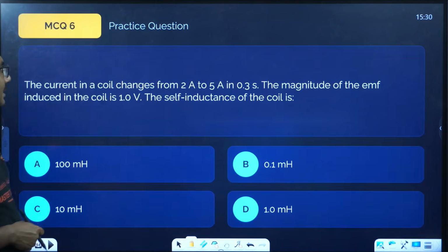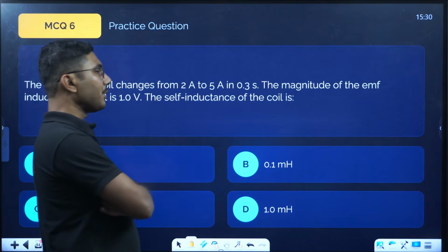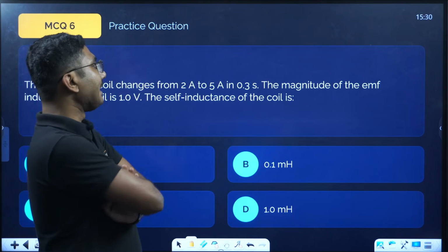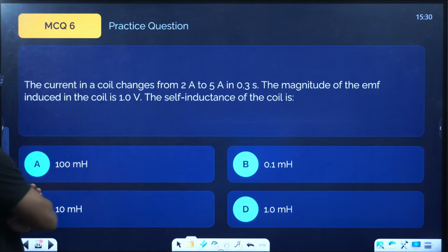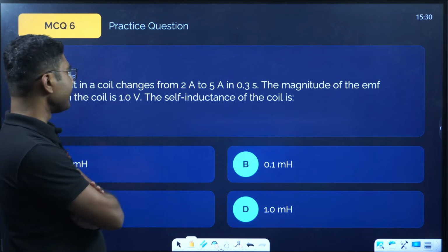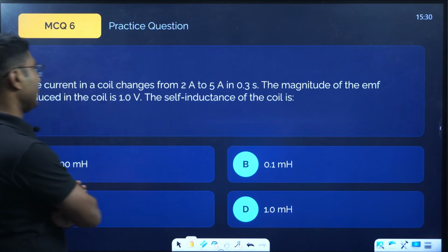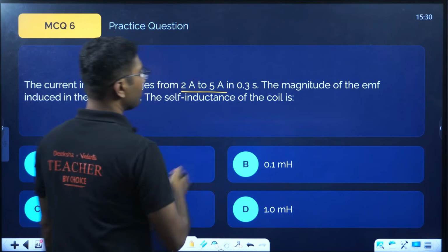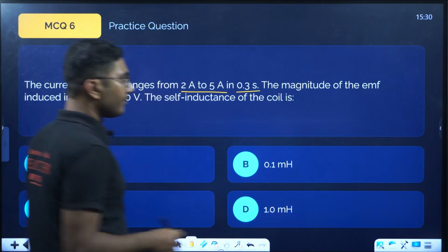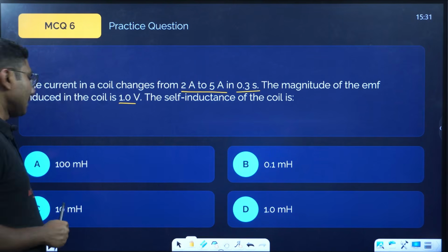Okay, next is question number 6. The current in a coil changes from 2 ampere to 5 ampere in 0.3 second. The magnitude of the EMF induced in the coil is 1 volt. The self inductance of the coil is, so here the current is changing from 2 ampere to 5 ampere in 0.3 second. EMF induced is given and they are asking what is the self inductance.